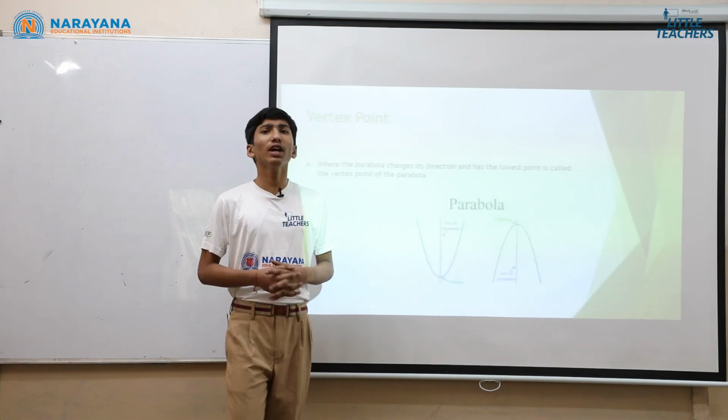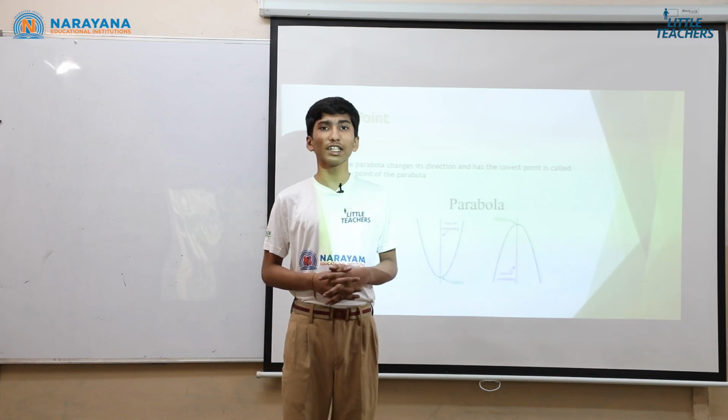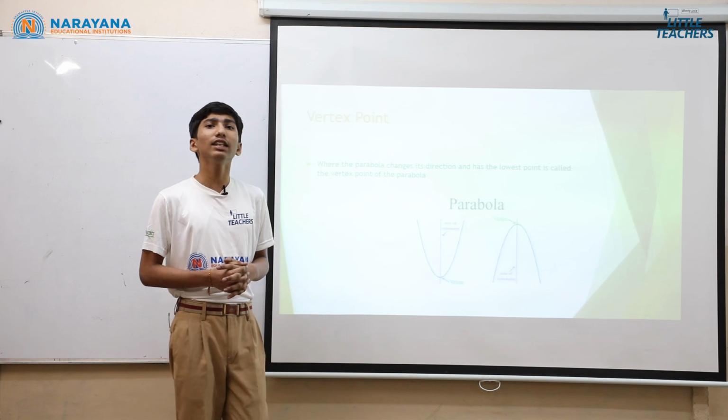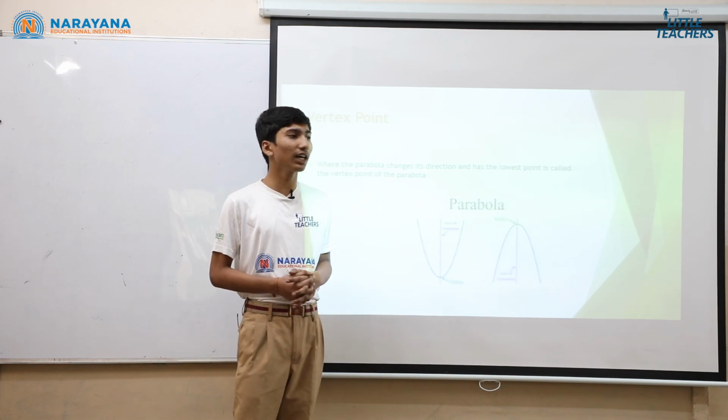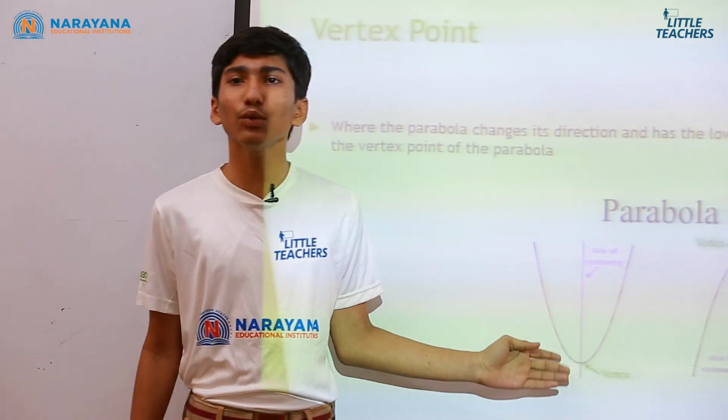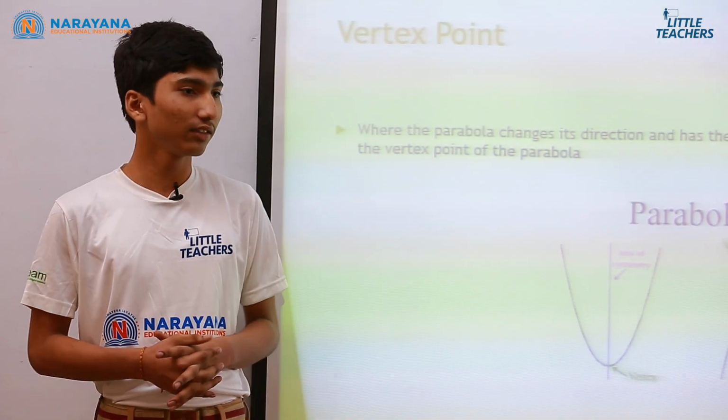Vertex point. What is a vertex point? A vertex point is a point where the parabola changes its direction, or the lowest point of the parabola, is called the vertex point. Here if you see, this is the vertex point of the parabola.